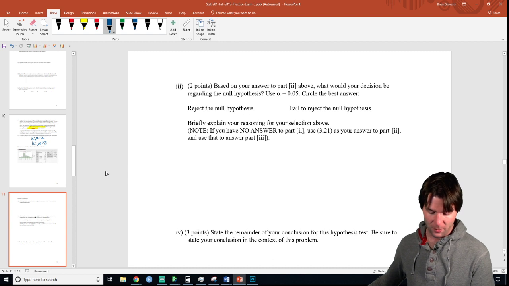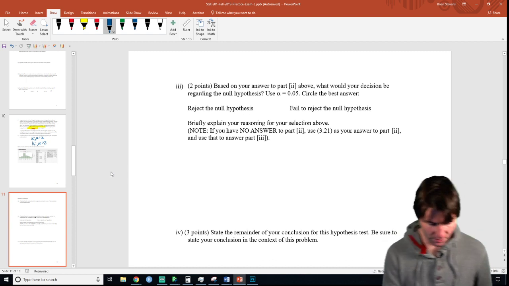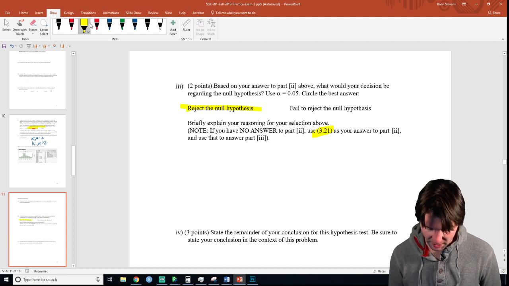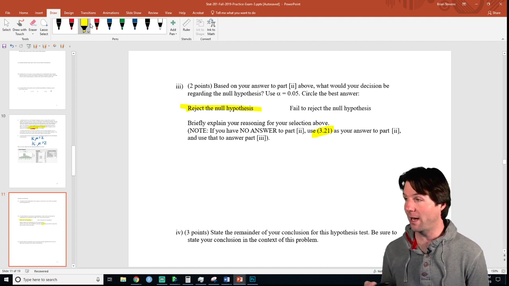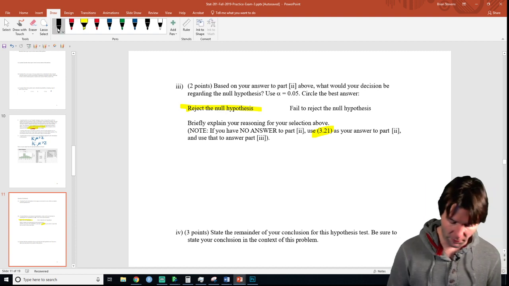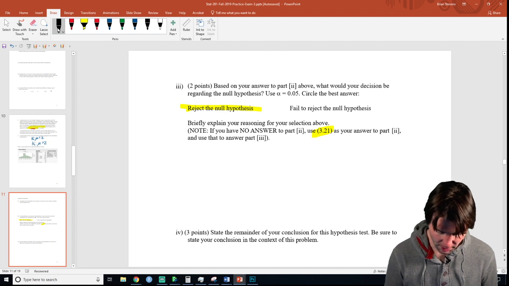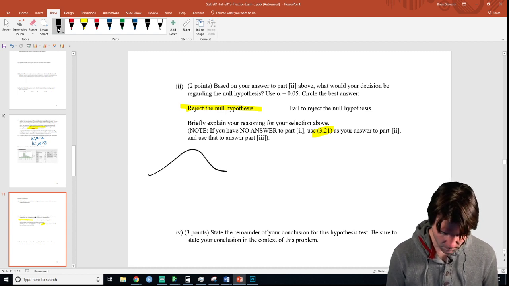So we're gonna skip over calculating the test statistic right here. We're gonna hop right to figuring out if we reject or fail to reject the null. We are going to reject the null hypothesis, and we're going to use this value right here as though that is the value. So what I would do on this test question is probably draw a little graphic over here like this.